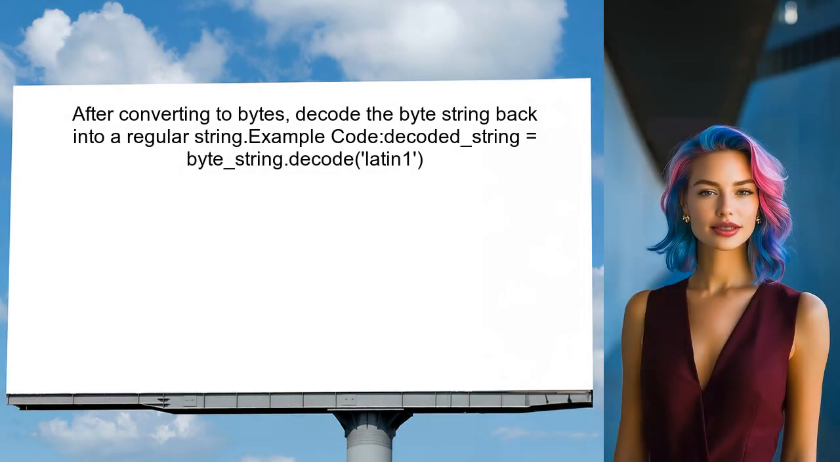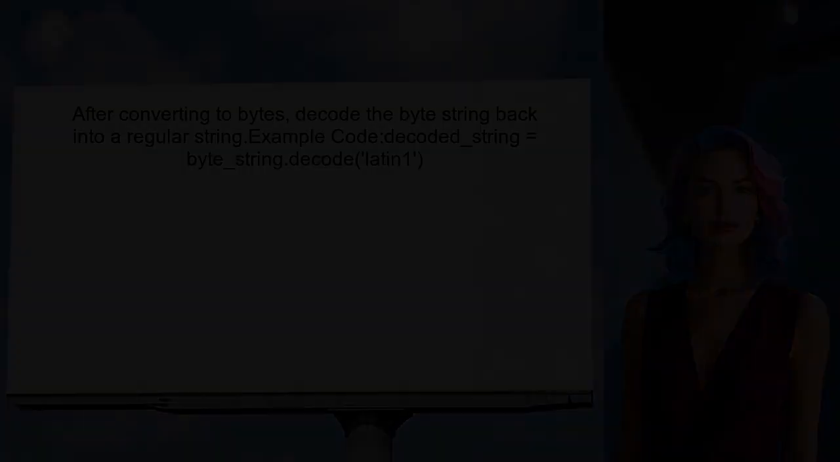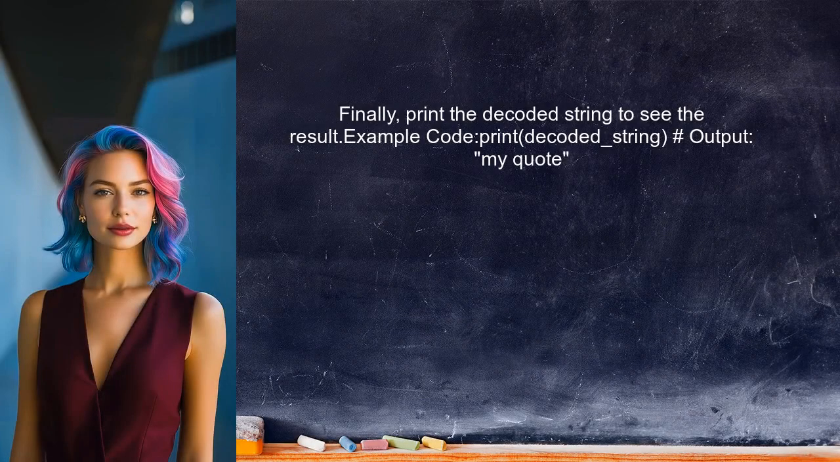After converting to bytes, the user should decode the byte string back into a regular string using the decode method. This will convert the byte representation back into a readable format. Finally, the user can print the decoded string to see the result. This should give the expected output of the string with the quotes properly formatted.